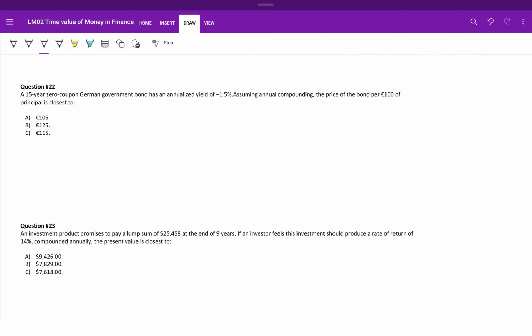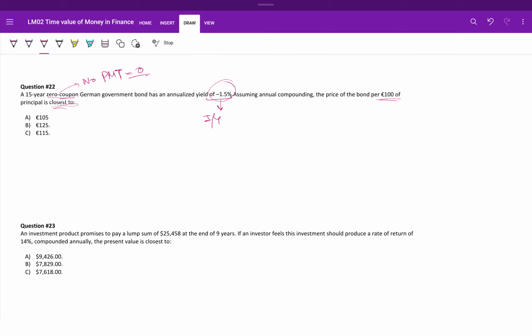Okay, so question 15 is a 15-year zero coupon bond. So this means no PMT, or PMT is equal to zero. It has an annualized yield of 1.5, I/Y is 1.5. Assuming annual compounding, the price of the bond per 100 euros of principal is closest to what?